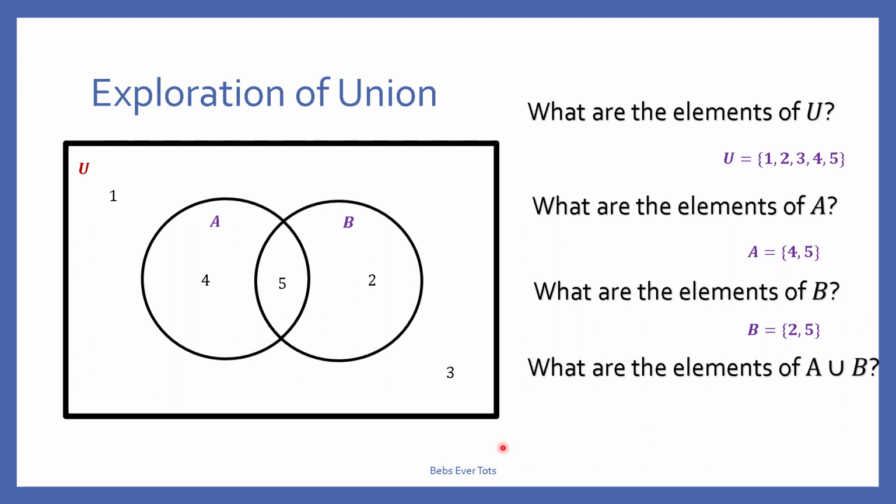Now, let's see what are the elements of A union B. We combine all the elements of A and all the elements of B. So, we can see that these are the three elements. There is no repetition of the intersection; we take that as 1. So, therefore, A union B is 2, 4, and 5.